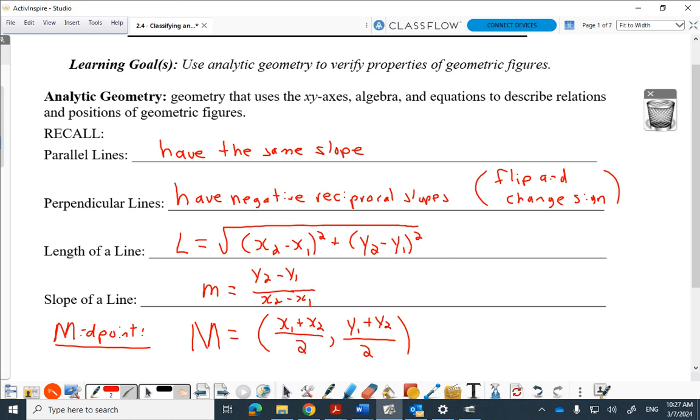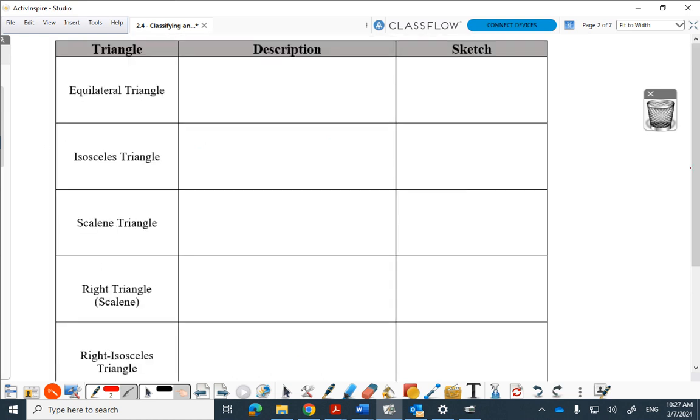Here's some other information that I hope you know, but if you don't, here it is. Here's me telling you about it. But I'll ask you. Let's get you involved. Equilateral triangle. What's an equilateral triangle? All the sides are equal?